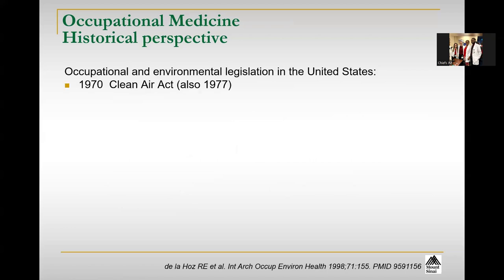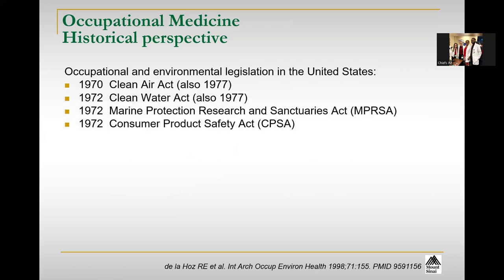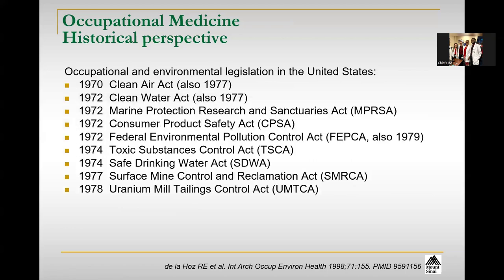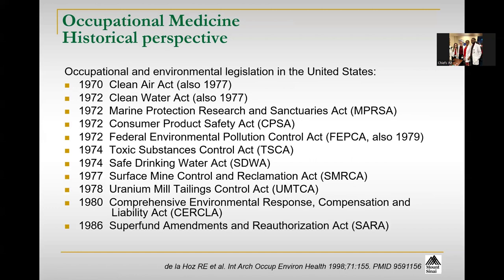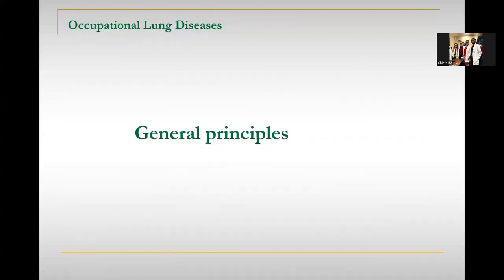And then after that, for about 15 years, a large number of laws were enacted both for the environment and for occupational regulation. They are just listed here, concluding in 1986 with the Asbestos Hazard Emergency Response Act, when it was finally recognized that asbestos was indeed a cause of occupational diseases.